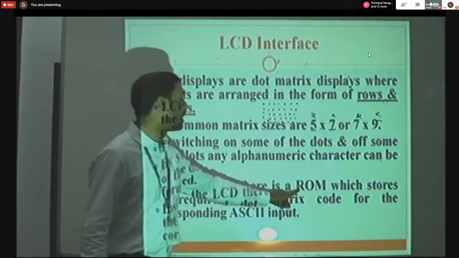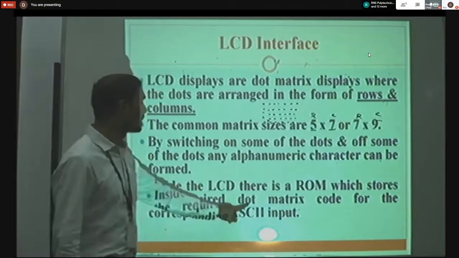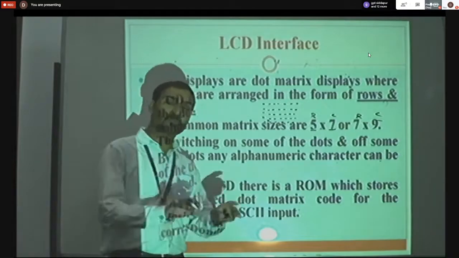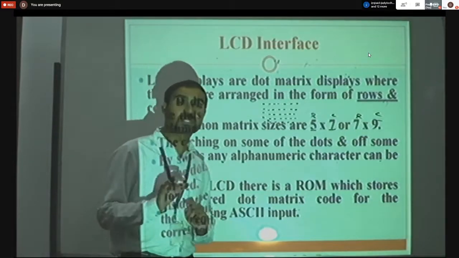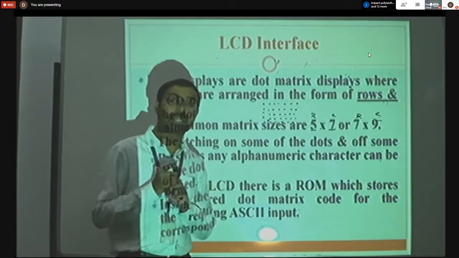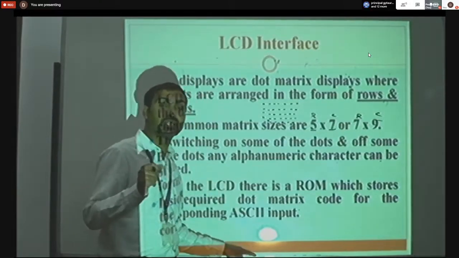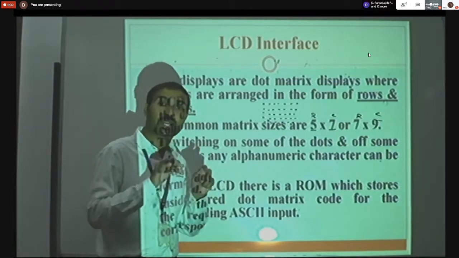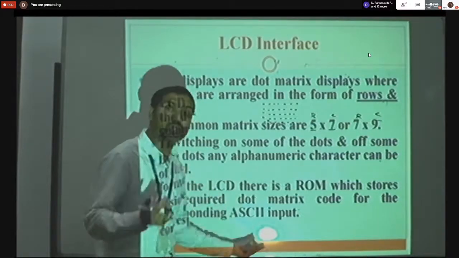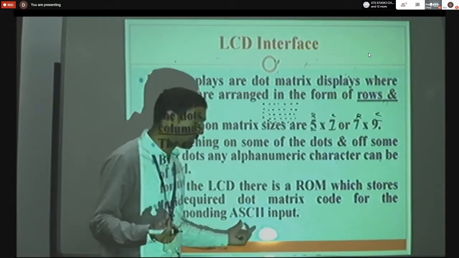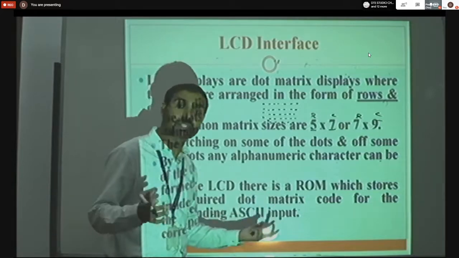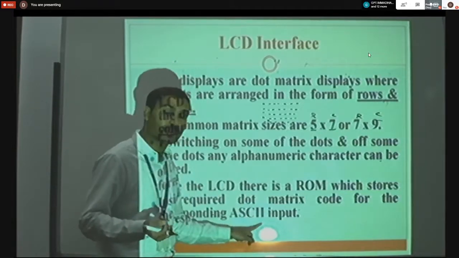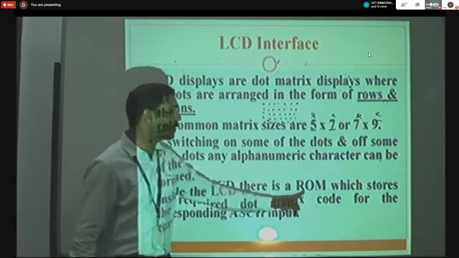Inside the LCD there is a read-only memory which stores the required dot matrix code for the corresponding ASCII input. ASCII input means whatever input you enter through the keyboard. Inside the keyboard there is an ASCII converter, American Standard Code for Information Interchange. So whatever letters or numbers, totally alphanumeric characters, we enter through the keyboard are converted into an ASCII code, because the computer cannot understand our decimal numbers or our characters. So it will convert into an ASCII code. That ASCII code is stored in the read-only memory.